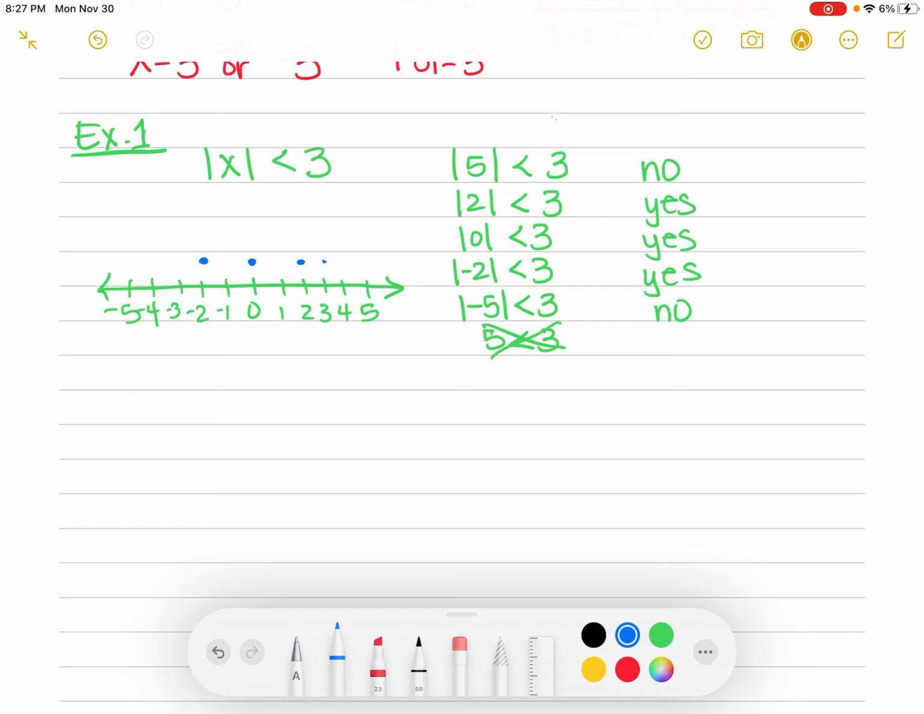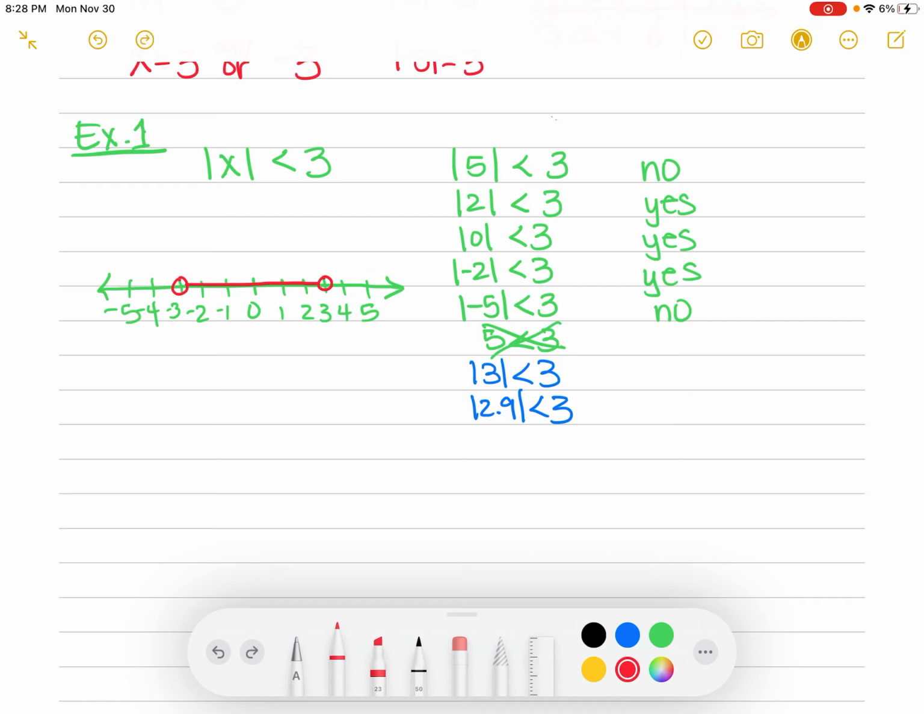Let's just check 3. If I had the absolute value of 3, is that less than 3? No, that is not less than 3. But 2.9 would be, right? 2.9 would be less than 3. So all the numbers between 3 and negative 3 are answers. The other ones, higher than this or outside of this, all the numbers here and here are not going to be answers.